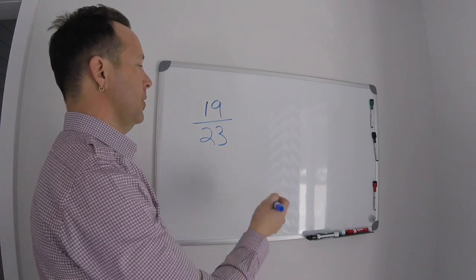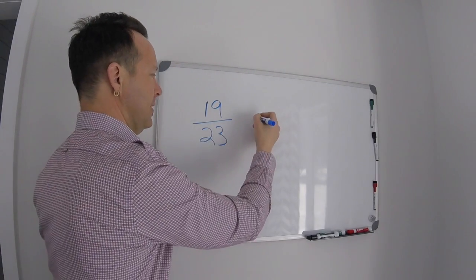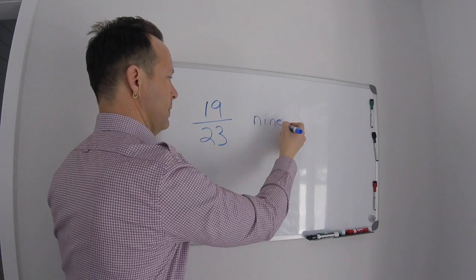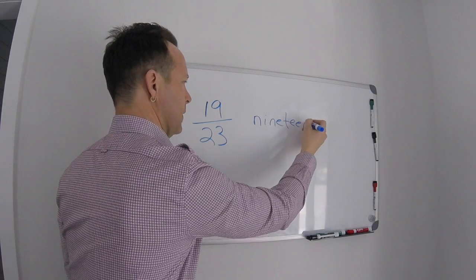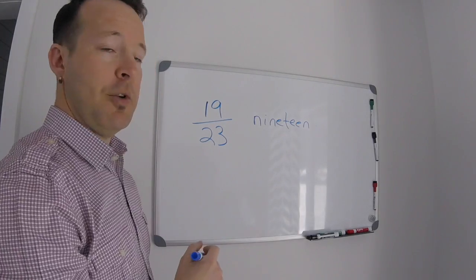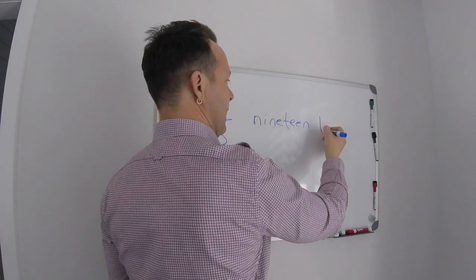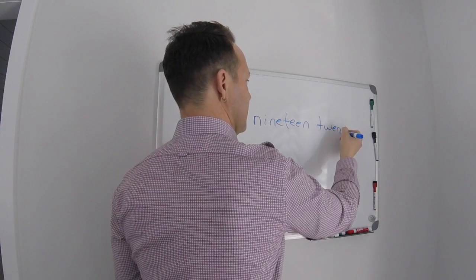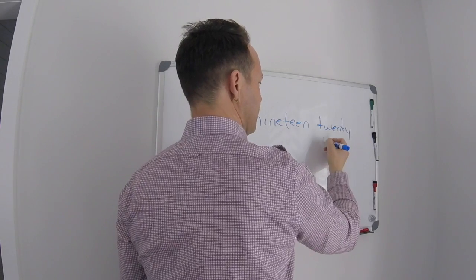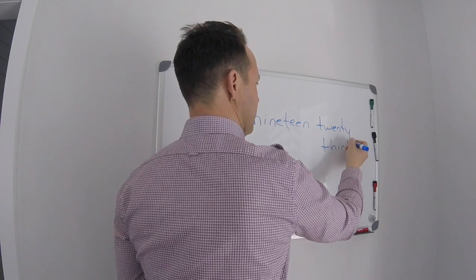How would we write this one? Well, first, it's 19 over 20 thirds, so we'd write that as 20 thirds. 19, I'm running out of room, 20 thirds.